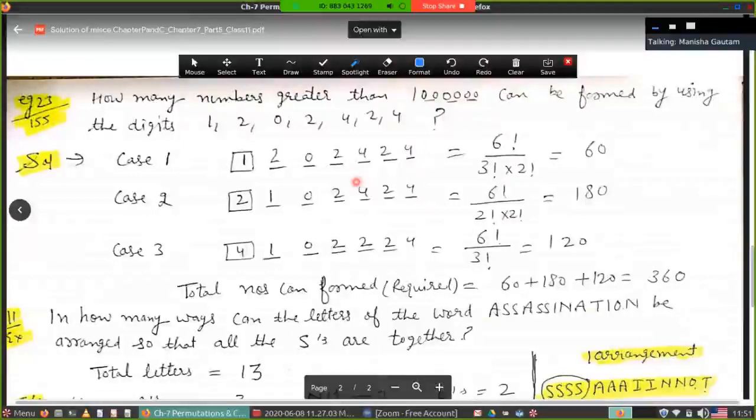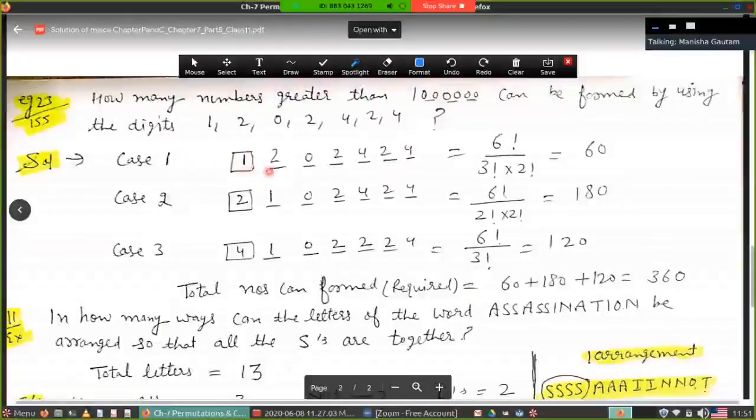So greater than 10 lakh means what? 0 cannot be in the first box here. Only 1, 2 and 4 can be put here. If you put 0 here, you will not get the number which is required. So first of all, fix 1 here in the box.